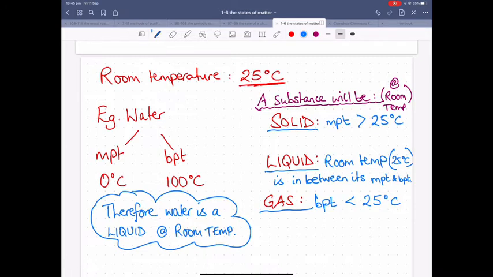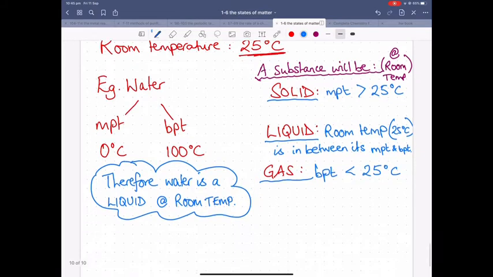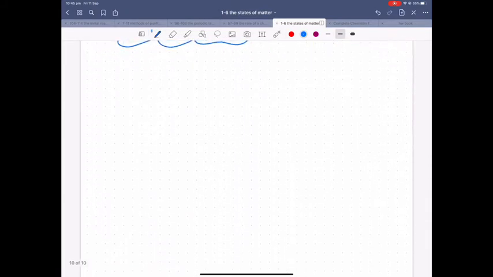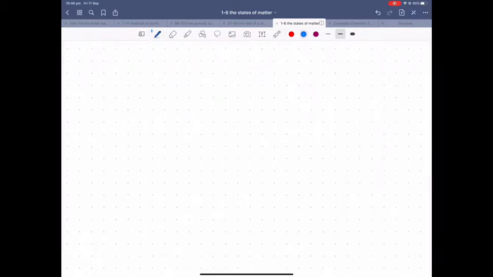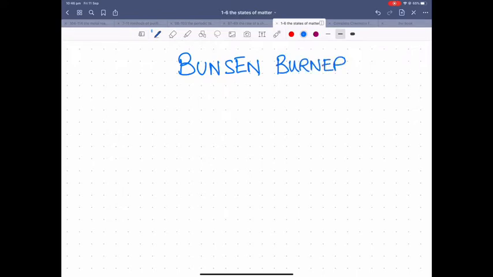The next part of the lesson is to do the Bunsen burner. So that's the first part done. The second part is to do with the Bunsen burner. Bunsen is the name of the person. Burner. What you need to do is to be able to identify different parts of a Bunsen burner and to know the differences between the two types of flame and what they're used for.